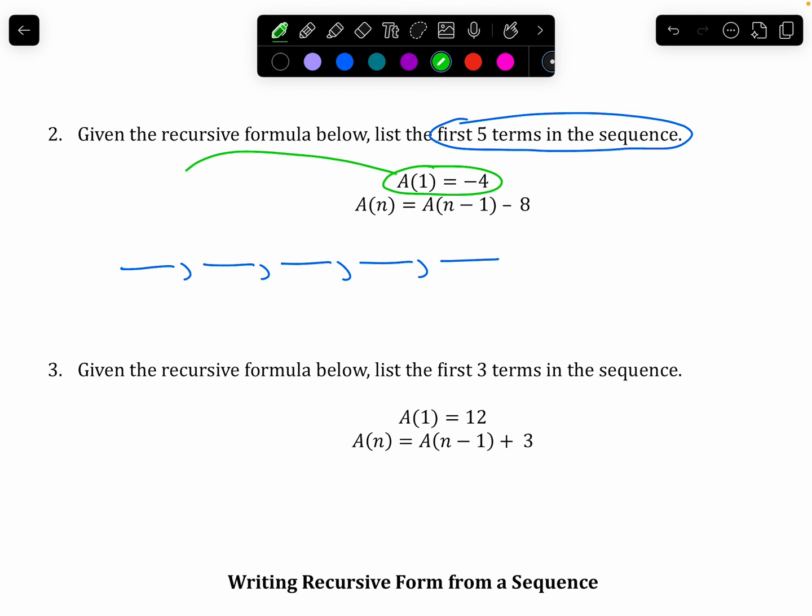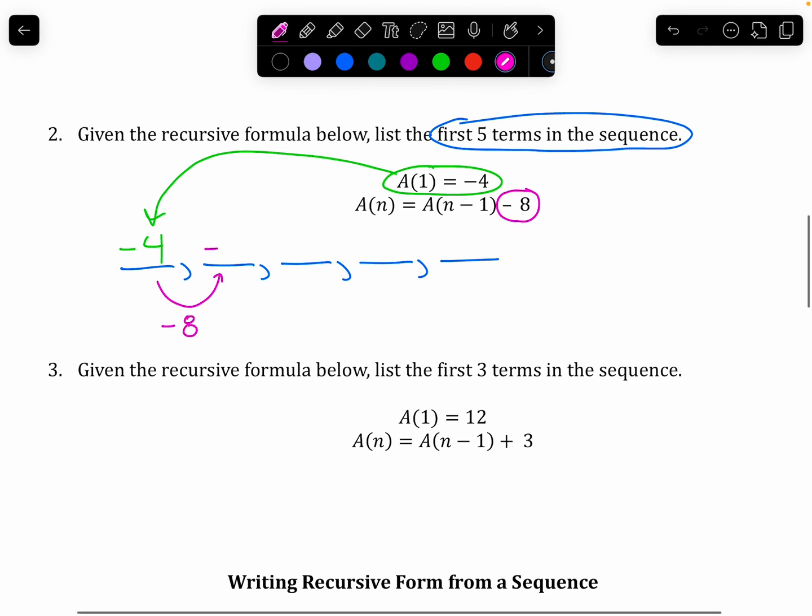A of 1 tells me what my first term is, so that's going to go in the first blank. That's -4. And then this thing at the back of my second equation tells me what I'm doing to get from term to term. I am supposed to be subtracting 8. So in my calculator, I'm going to do -4 minus 8, and I get -12.